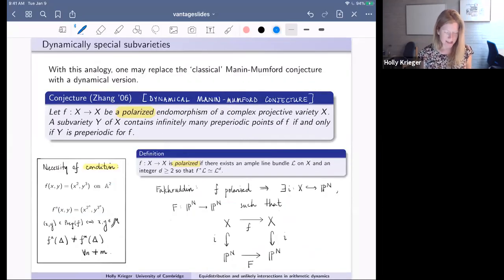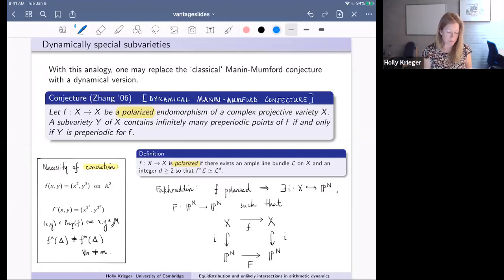Okay, so given that we have this rephrasing of torsion as pre-periodic, and pre-periodic, by the way, is perfectly nice for any dimension subvariety, right? It doesn't matter. We can actually replace this classical Manin-Mumford conjecture with a dynamical version, okay? And this was done exactly by Shou-Wu Zhang, who had made significant work on a different approach than Raynaud's to the Manin-Mumford conjecture, which led him to conjecture the following translated version, okay?